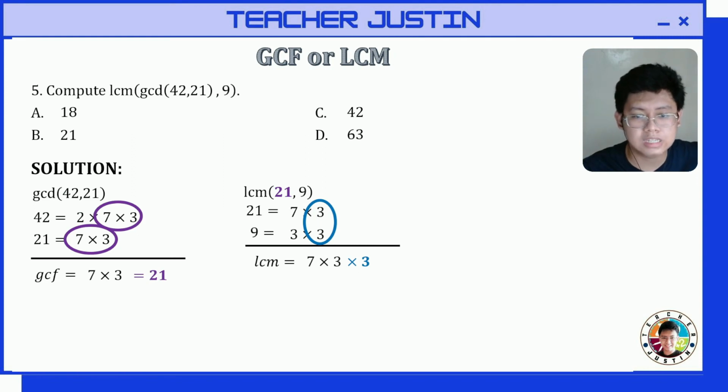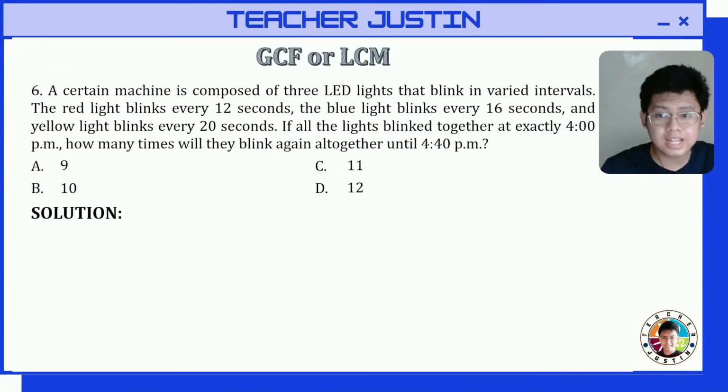So, kunin natin si 7 times 3 times 3. So, to get the LCM, multiply lang natin si 7 times 3 times 3. That will give us a product of 63. So to answer this item, it will be letter D, 63. And that's it. Ta-da! Alright. Okay, let's have this item.